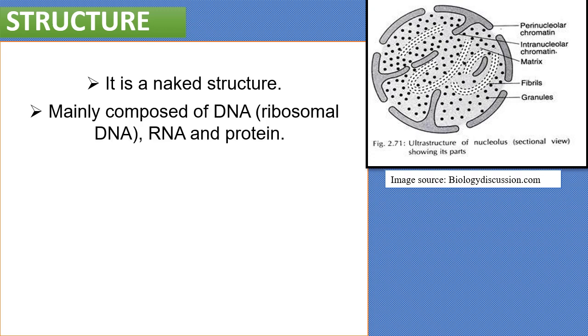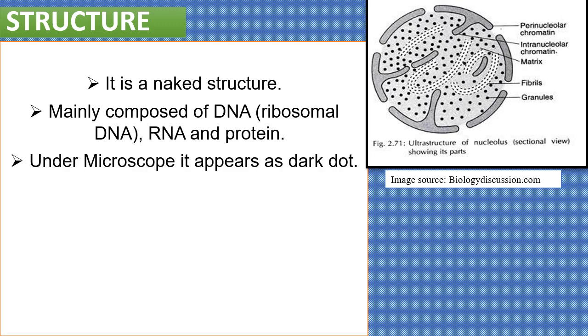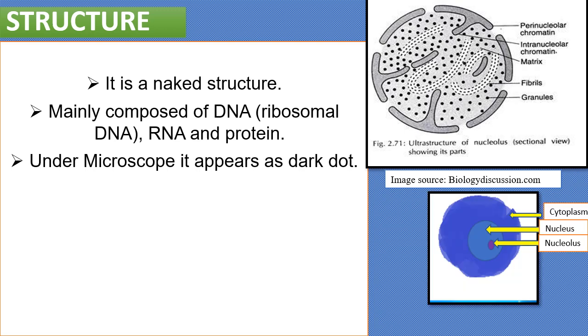The main components present in the nucleolus are DNA, that means the ribosomal DNA, RNA, and various types of proteins. The nucleolus has a different refractive index from the rest of the nucleus. So, it can be seen under a phase contrast or any other microscope.